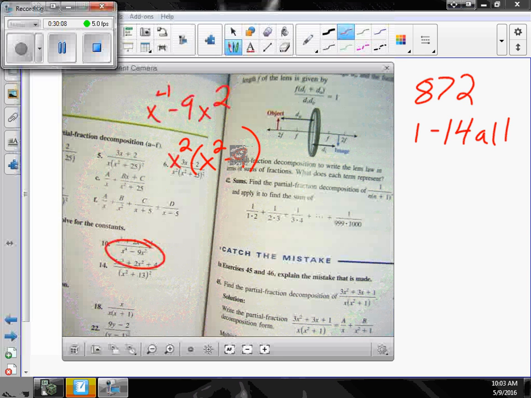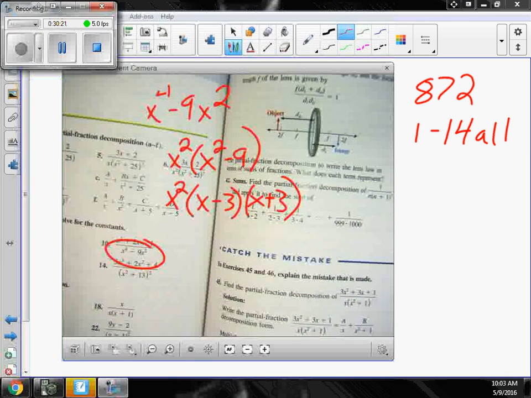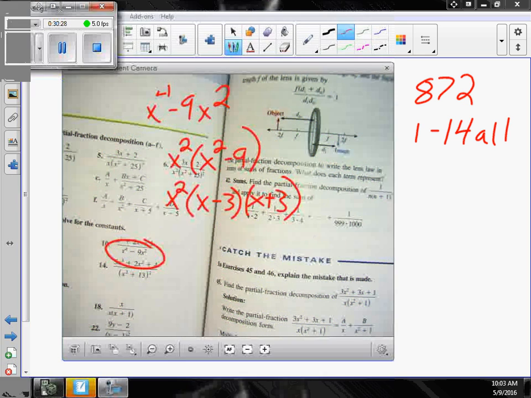Does it factor further? x squared times x minus 3 and x plus 3. Do I have any quadratic factors? No, my three factors are x, x minus 3, and x plus 3, but x has a multiplicity of 2. Even though it's x squared, it's not a quadratic in this case. It's the root 0 twice, essentially.